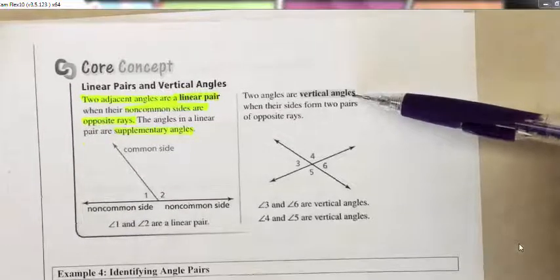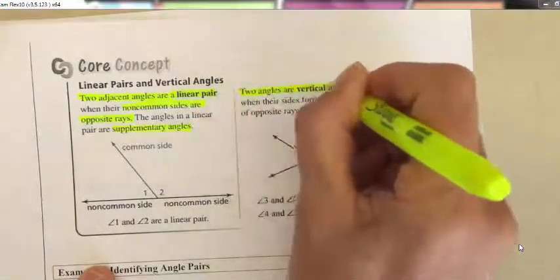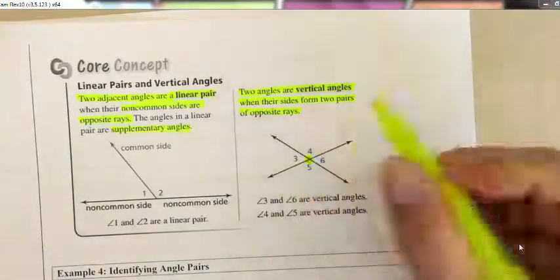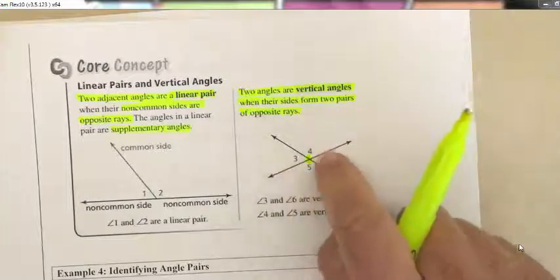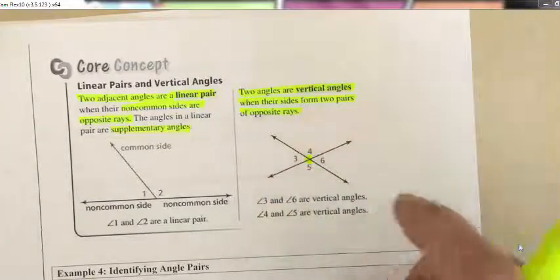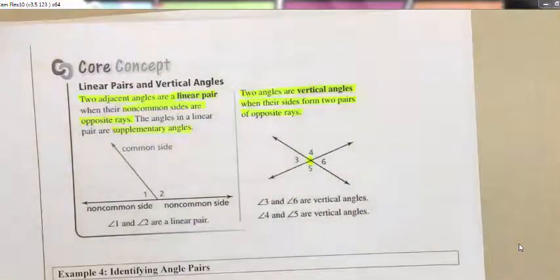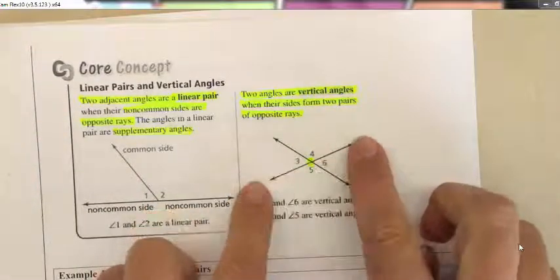Two angles are vertical angles when their sides form two pairs of opposite rays. Okay, so two angles are vertical angles when their sides form two pairs of opposite rays. Notice I've got this vertex in the middle, and I've got two pairs of opposite rays. I've got one pair going up to the right, down to the left, and the other pair going up to the left and down to the right. So basically these two lines intersect at this point. They form two pairs of opposite rays.